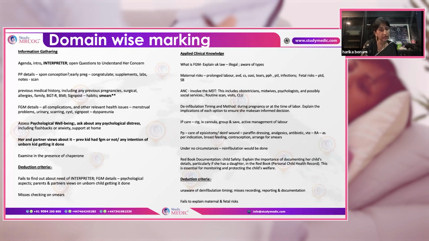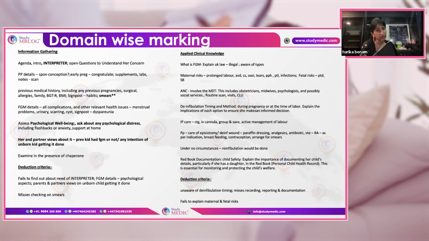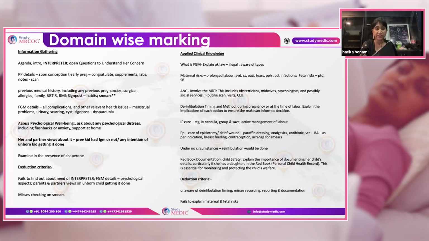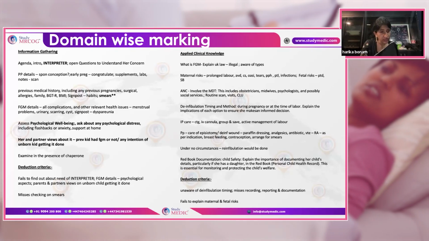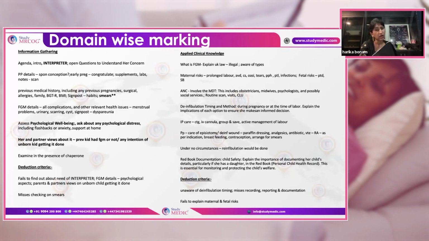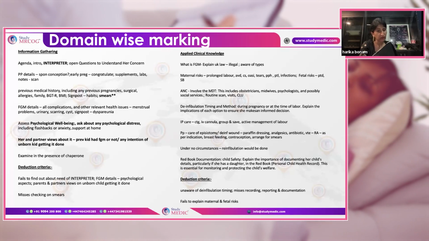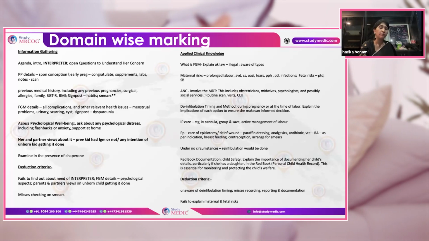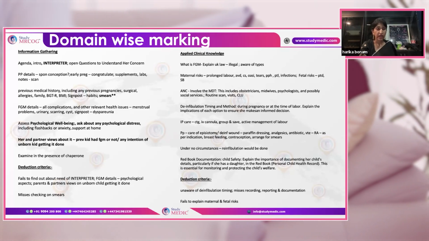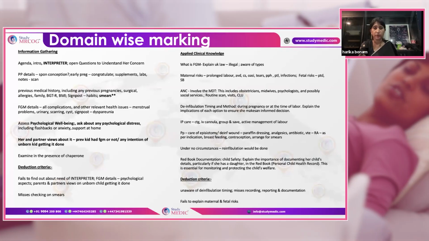Now, in the information gathering, here the asterisk point is checking her views and partner's views about it, because it is a safeguarding issue. So in the deduction criteria, you don't identify the need of an interpreter or psychological aspects of FGM. You have ignored the patient's and partner's views of the unborn child getting it done. And you did miss checking on her past smears.